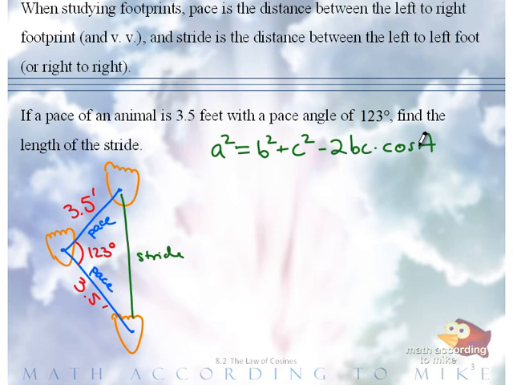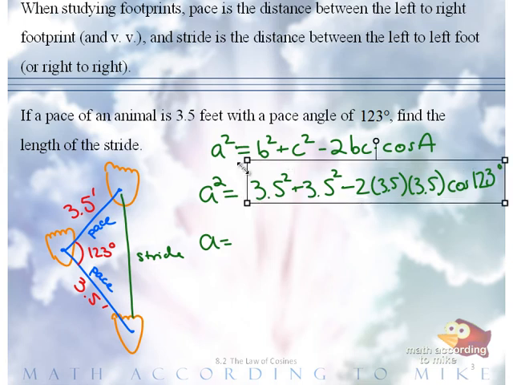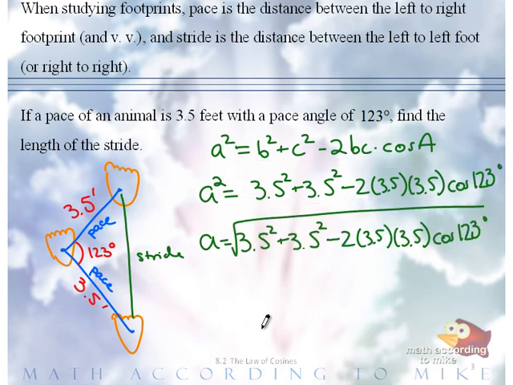So if you would use that equation, what letter are we solving for? A squared would be 3.5 squared plus 3.5 squared minus 2 times, technically 3.5 squared, cosine of 123 degrees. Take the square root. Don't square it. You want to take the square root. What do we get for A? Yep, 6.15.